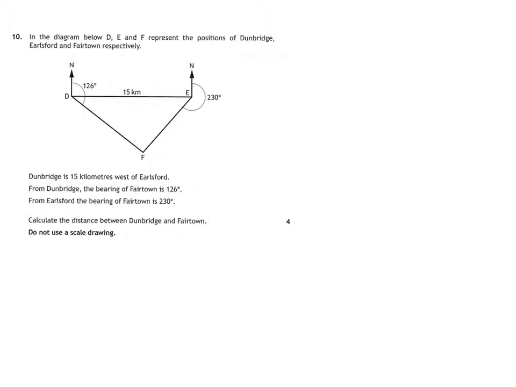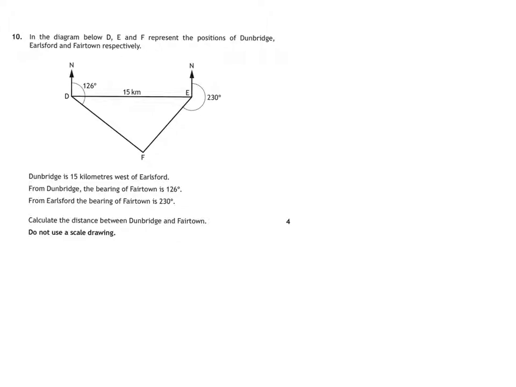So you've got your D and there's your north, going straight west, so we know by reading it that that is definitely a right angle in there. From Dunbridge, the bearing of Fairtown, this one here, is 126 degrees. So this angle in here is 126 degrees. From Earlsford, the bearing of Fairtown is 230. So this one round here.